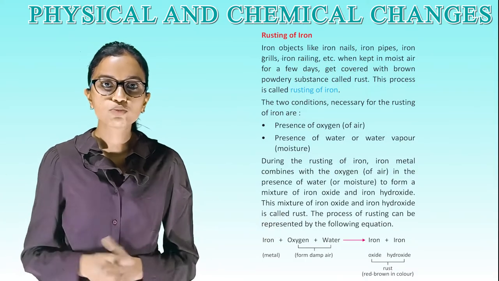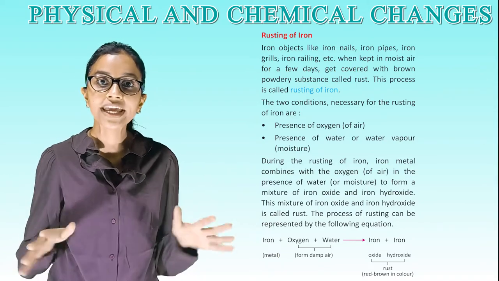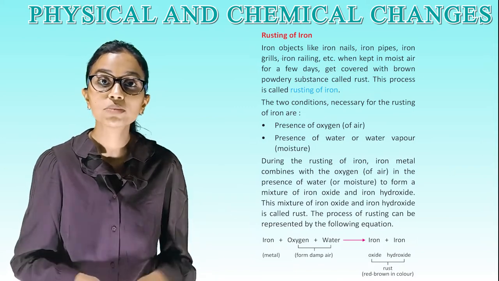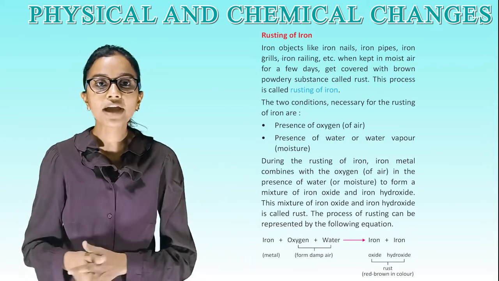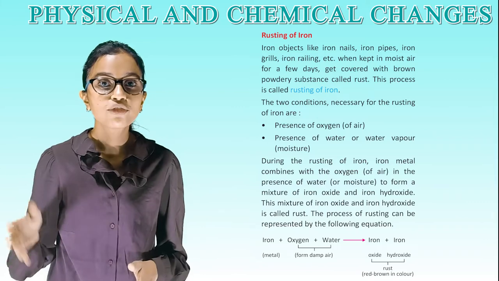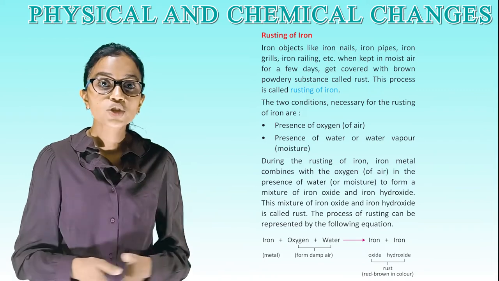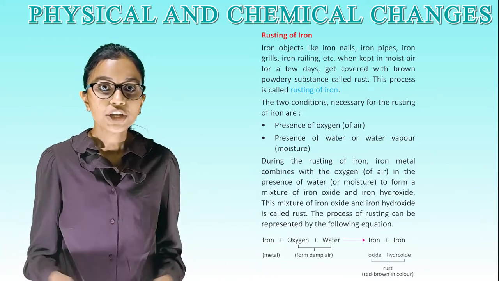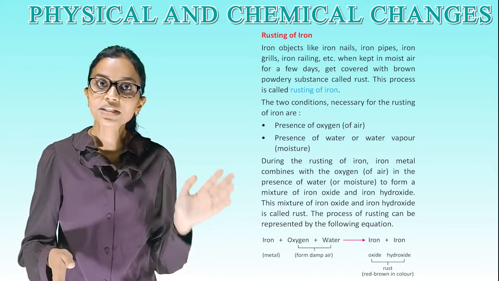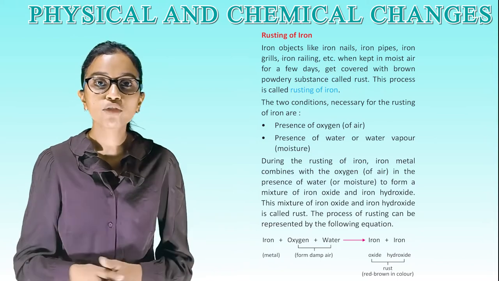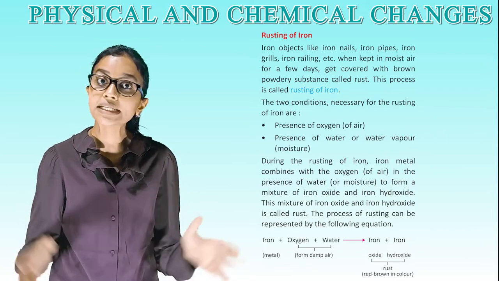Rusting of iron. Iron objects like iron nails, iron pipes, iron grills, iron railings, etc., when kept in moist air for a few days get covered with a brown powdery substance called rust. This process is called rusting of iron. The two conditions necessary for the rusting of iron are presence of oxygen of air, and presence of water or water vapor, moisture. During the rusting of iron, iron metal combines with the oxygen of air in the presence of water or moisture to form a mixture of iron oxide and iron hydroxide. This mixture of iron oxide and iron hydroxide is called rust.